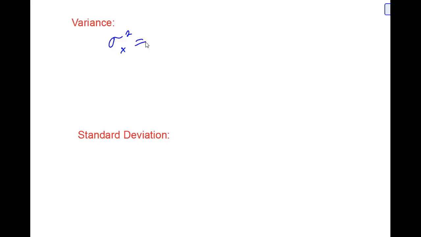There are two different ways we can do this. We have each value minus the mean squared, and this time we take it times its probability. Remember before, when we were finding the variance, we did the value minus the mean, squared it, and added them all up. Well, this time, instead of dividing by n, we take each one of those and multiply it by its probability.